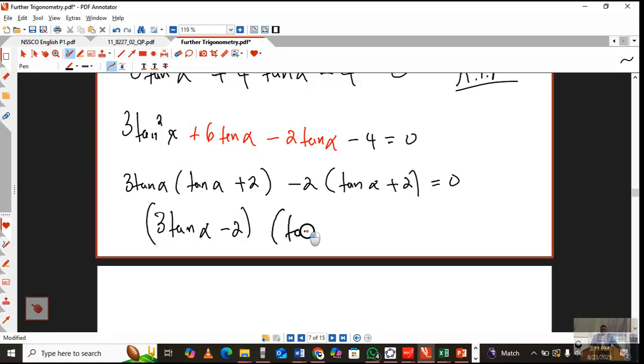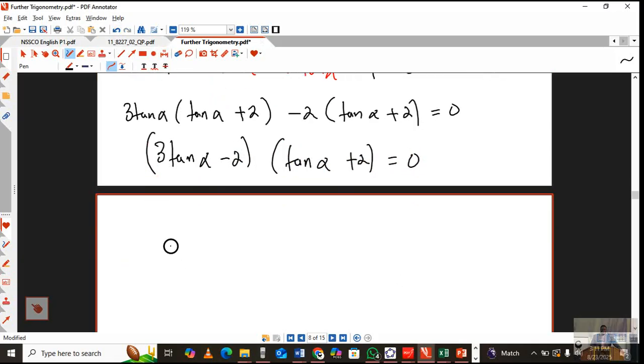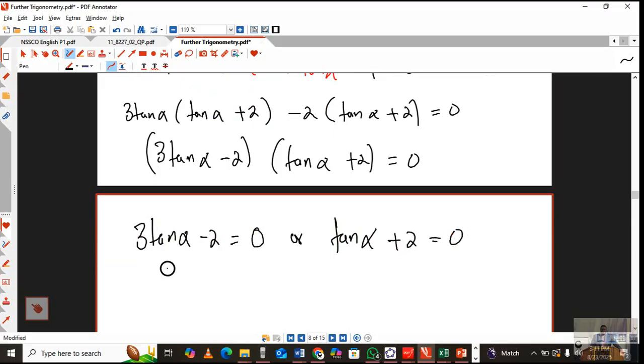And then we have tan alpha plus 2 in its own bracket. At the end of the day, if the product of two things gives you 0, it implies that one or the other is equal to 0. Okay, tan alpha plus 2 is equal to 0. Here, if you isolate tan alpha, you're going to get 2 over 3. Or here, you're going to have tan alpha, which is going to be negative 2.